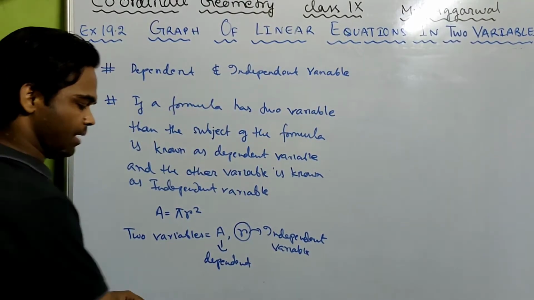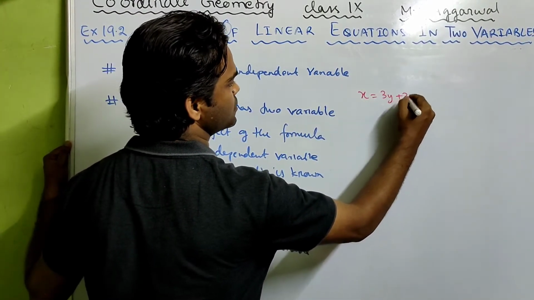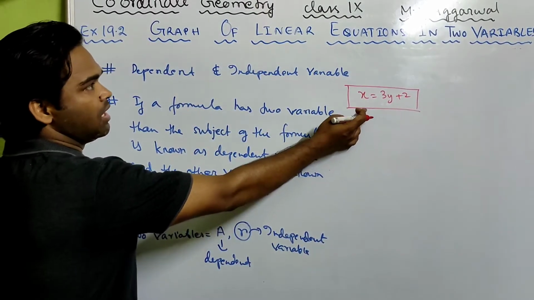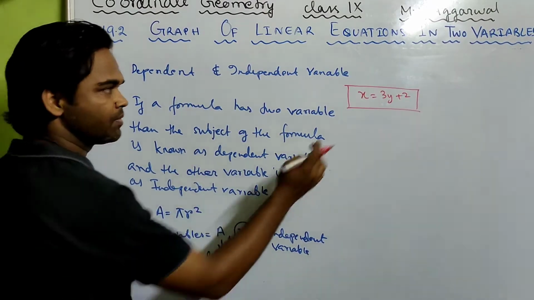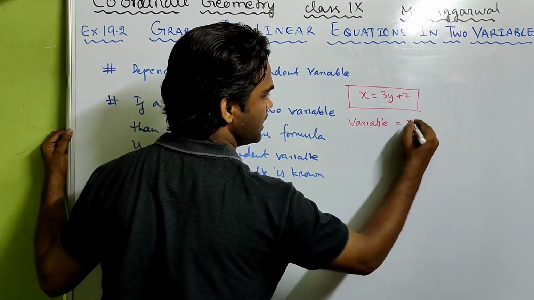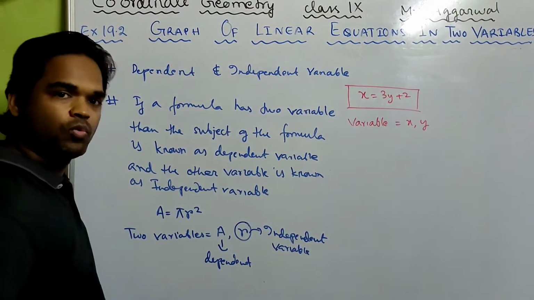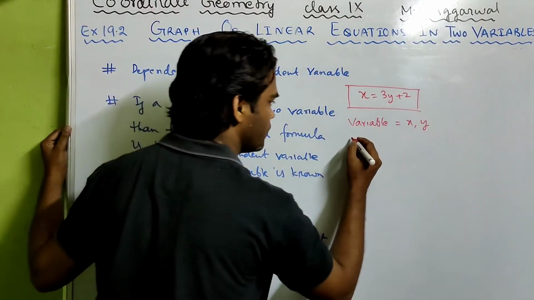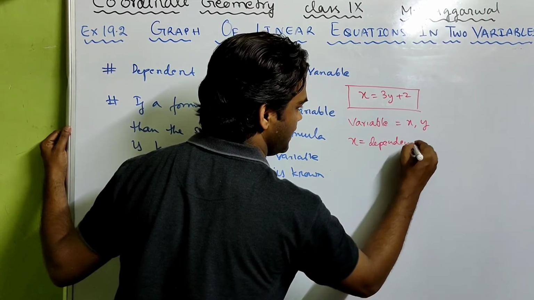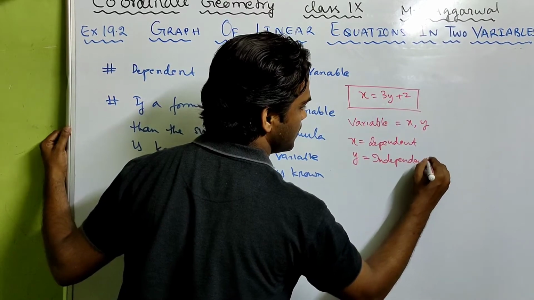Okay, take one more example. Suppose I take this one: x equals 3y plus 2. Now look carefully. This is a linear equation in two variables. The variables used over here are x, y. There are two variables, and since the power is 1, we can say it is a linear equation in two variables. Over here, x is your dependent variable and y is your independent variable.